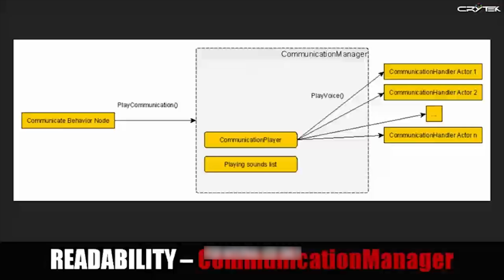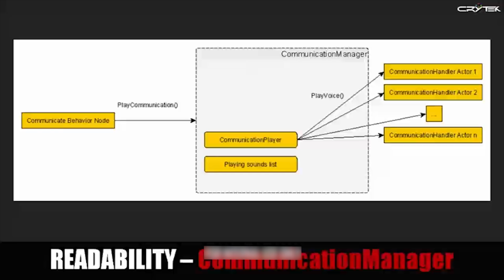And the communication player, there is only one for all the actors. It would see this request and it would be like, okay, it's for this entity ID, I need to play this sound. And it would just access the communication handler for the entity ID, and say, okay, now you play this voice or you play this sound.